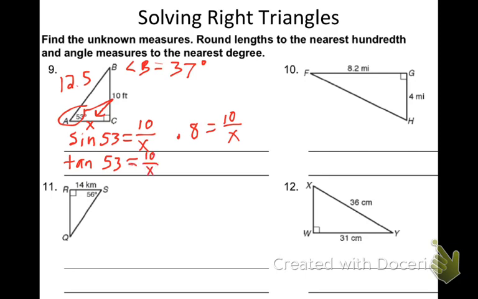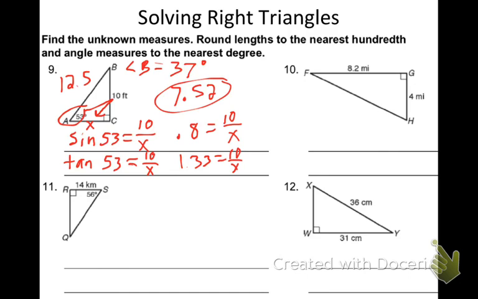So essentially, really, it's the same work. It's just a different trig function. So the tangent of 53 now. What's the tangent of 53? 2 decimals, anybody? 1.33, right? So 1.33 equals 10 over x, which means AC has to come out to be 7.52. Nice job. And I did all of that knowing trig functions.